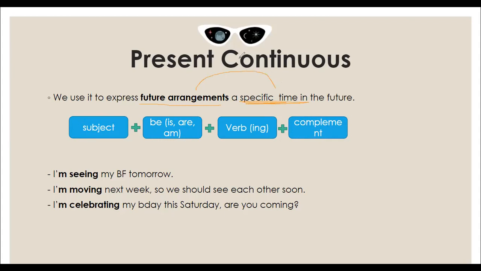So what we have is the present continuous, of course. We have the subject, then the verb to be in the present, of course, because it's the present, and the verb with ing, and then a complement. And the complement is the specific time. It's a time reference.